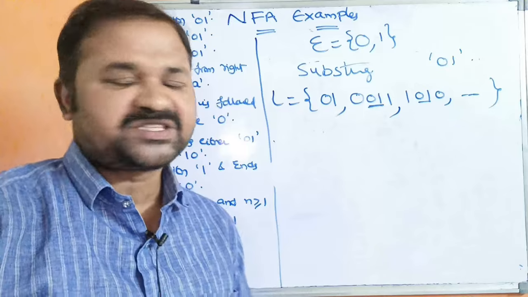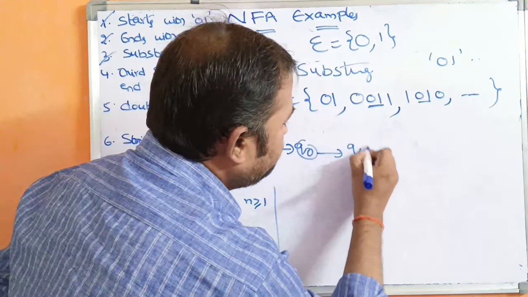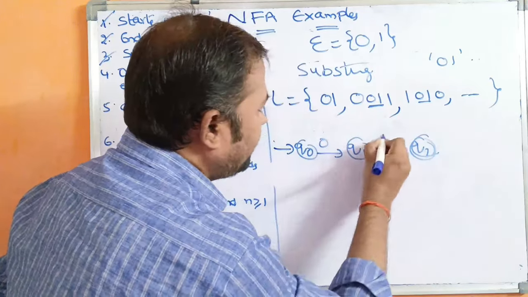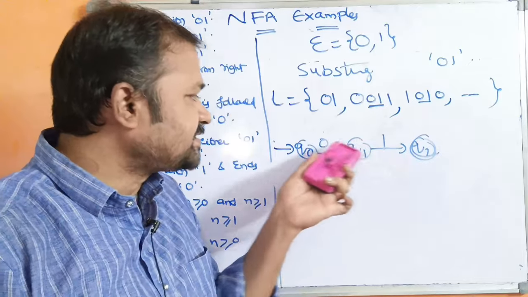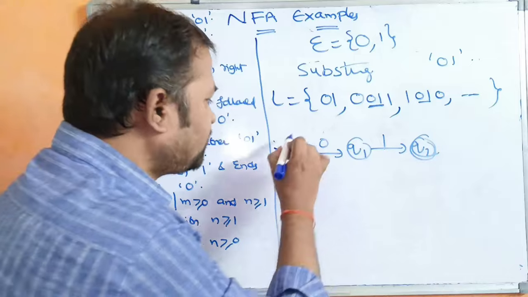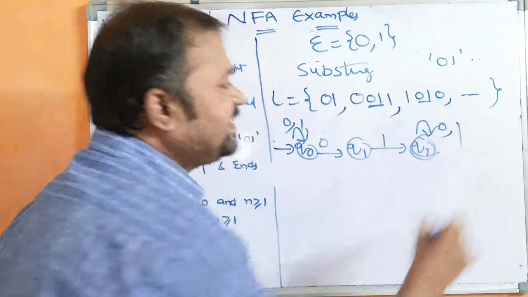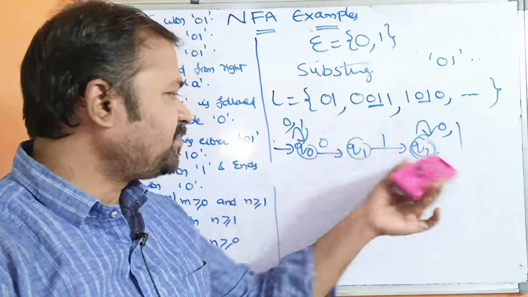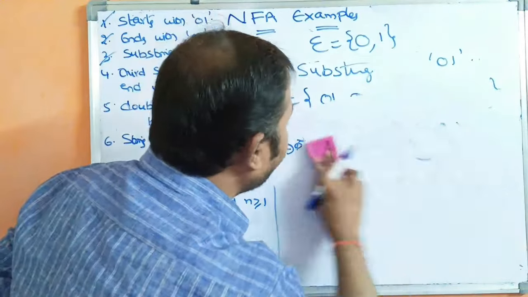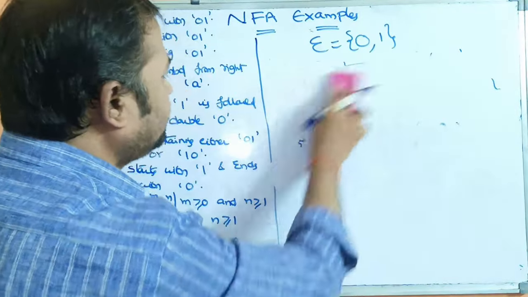So we require 2 plus 1, 3 states: Q0, Q1, Q2. Let us apply 0, 1. This is the substring. Before 0, 1, we can have any number of zeros and ones, and after 0, 1 also, we can have any number of zeros and ones. So simply apply the self loop. In this way, we can design the NFA for substrings. Now let us see the next example.